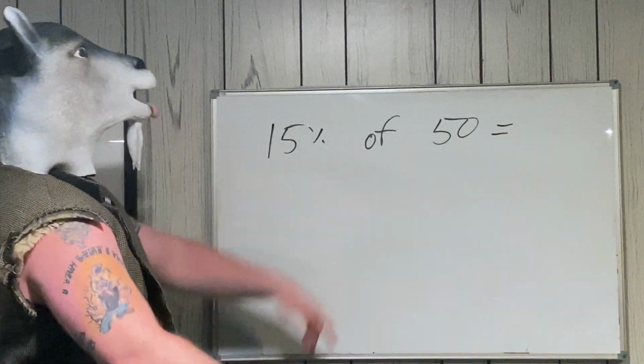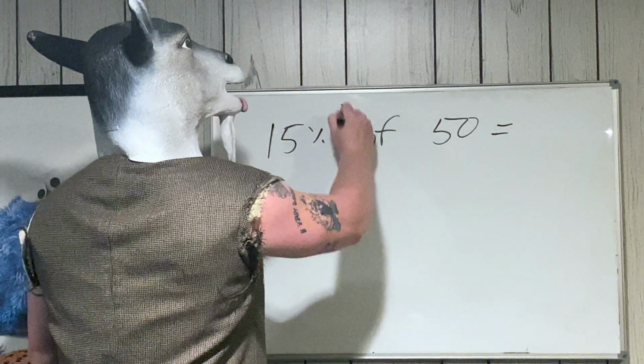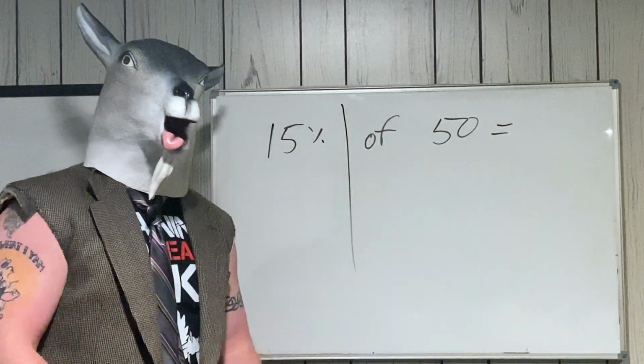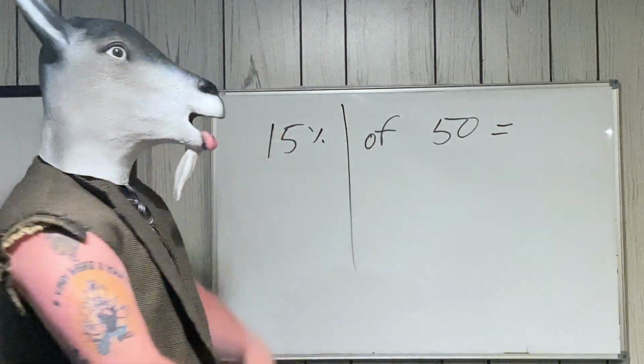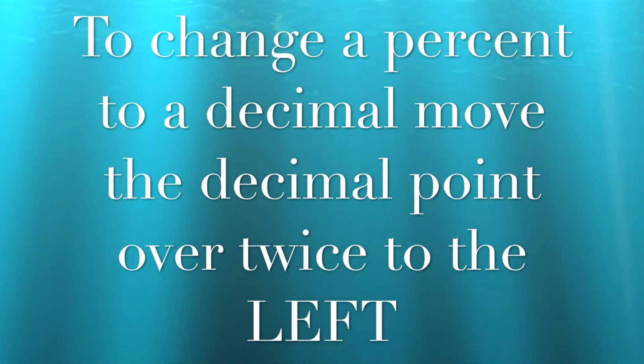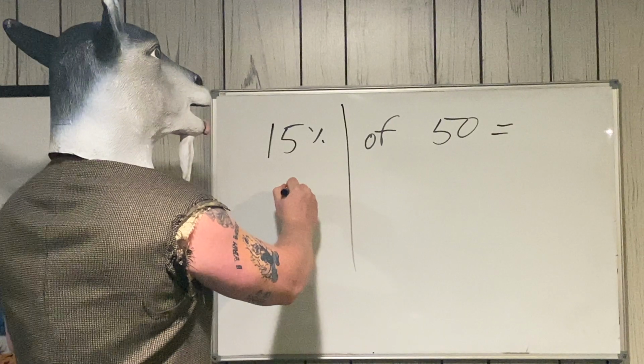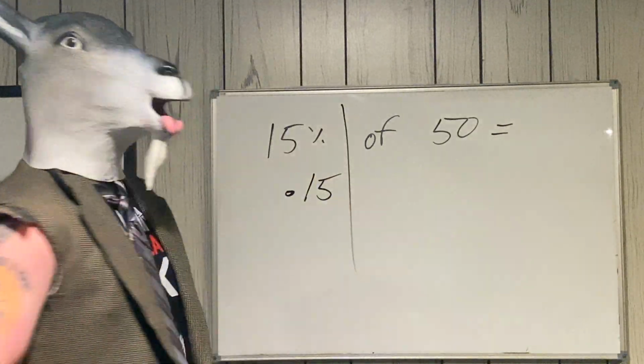All right, so let's take a look at this one. 15% of 50. Let's do the same thing. You can do it! We'll break it down into sections. I'm not even going to bother with the fraction. We know it's 15 over 100, but we're going to use the decimal, right? So we're just going to slide it over twice. And we got 0.15. Boom.